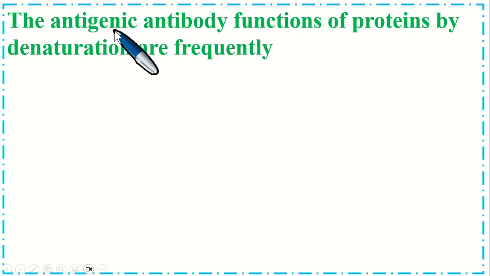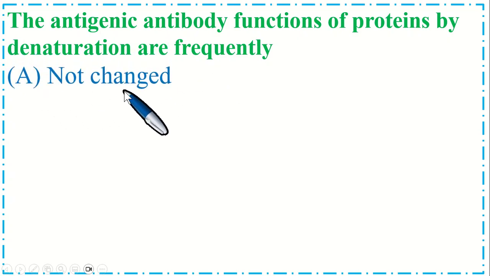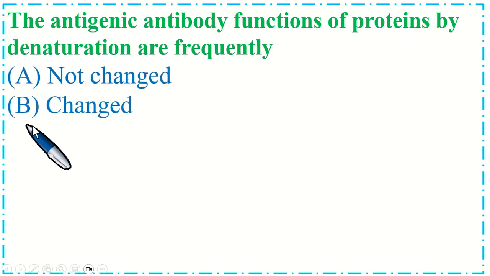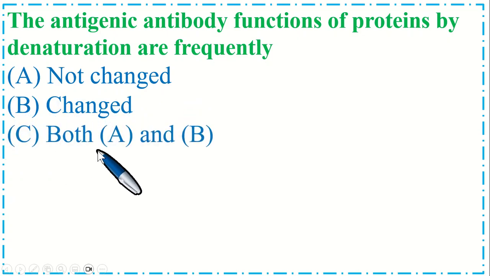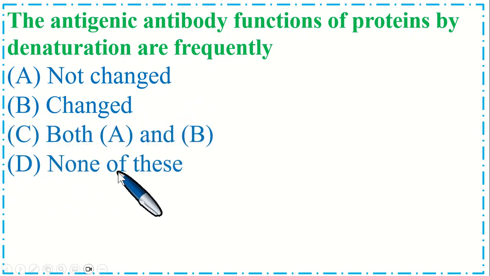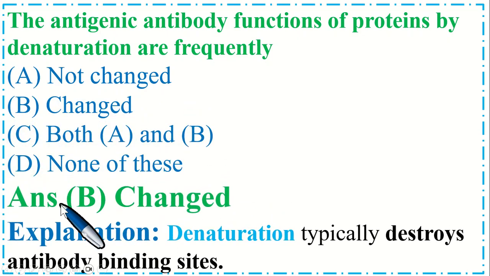The antibody functions of proteins by denaturation are frequently option A not changed, B changed, C both A and B and option D none of these. So the correct option is B, changed. Denaturation typically destroys antibody binding sites.